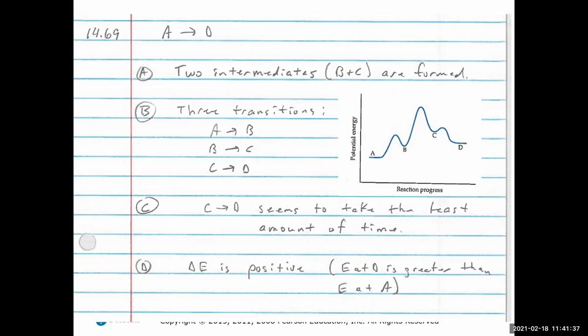And then finally, the other thing you can get from this is, if you know the potential energy you started at, and you know where you wound up, in this case our delta E would be positive, because we started at a lower potential energy and wound up at a higher one. So from a plot like this, you can get how many intermediates, how many steps in the reaction, and what the potential energy is before and after.